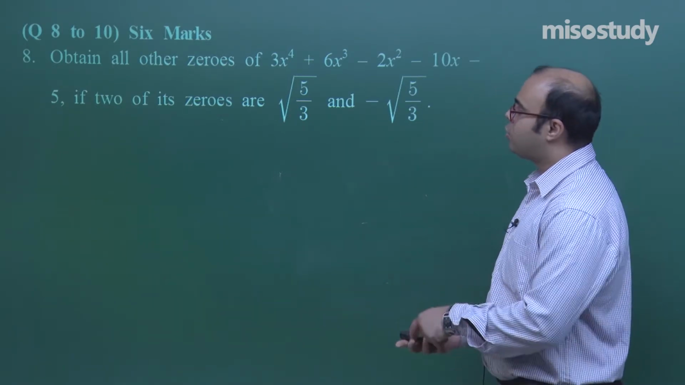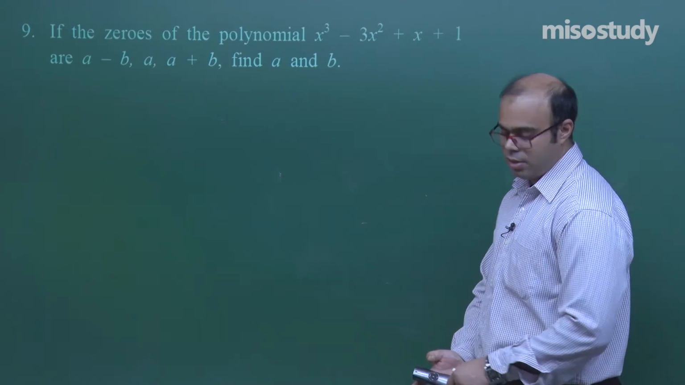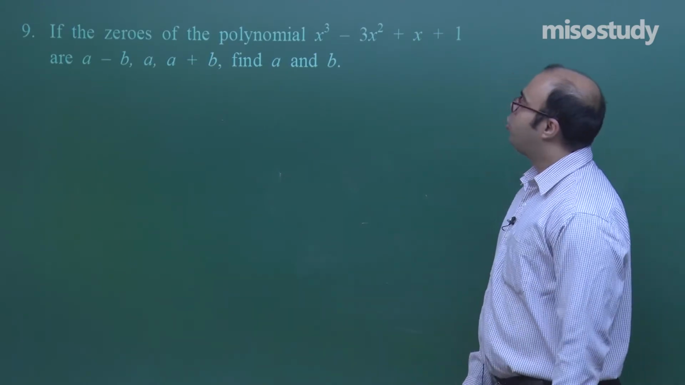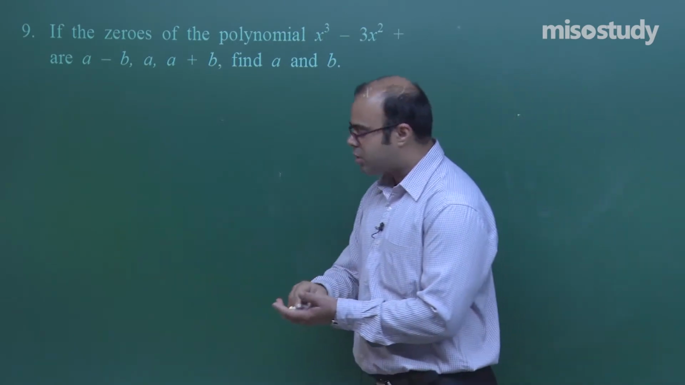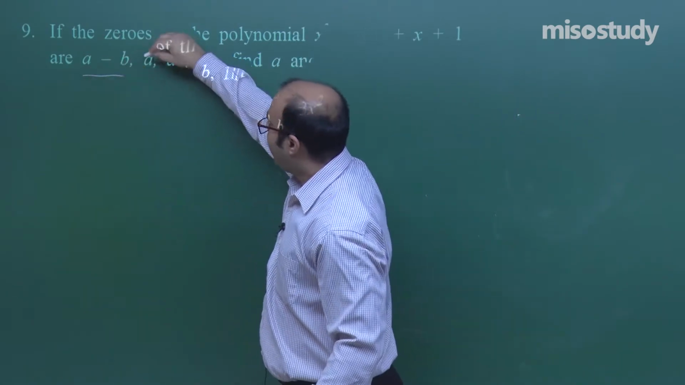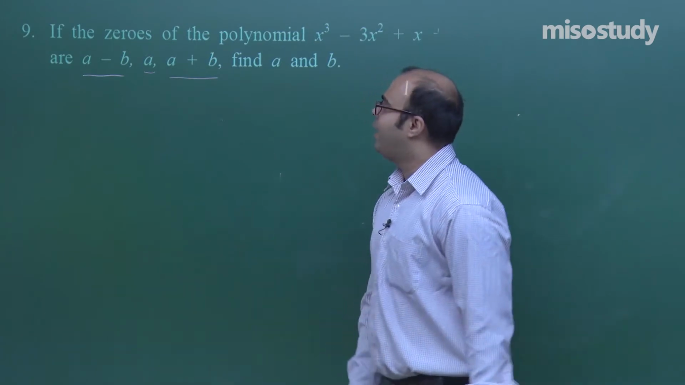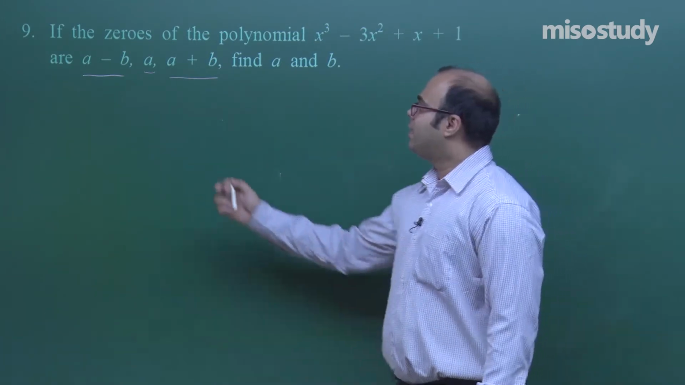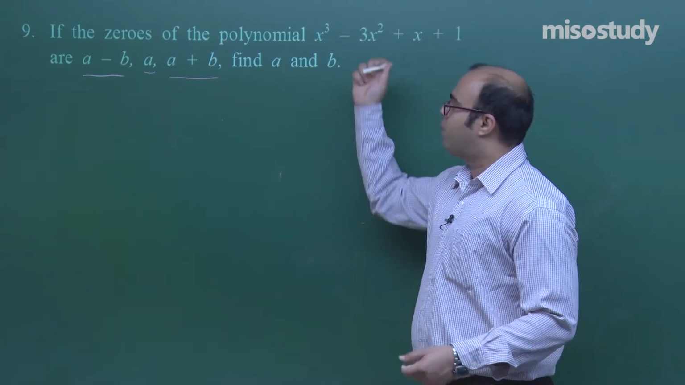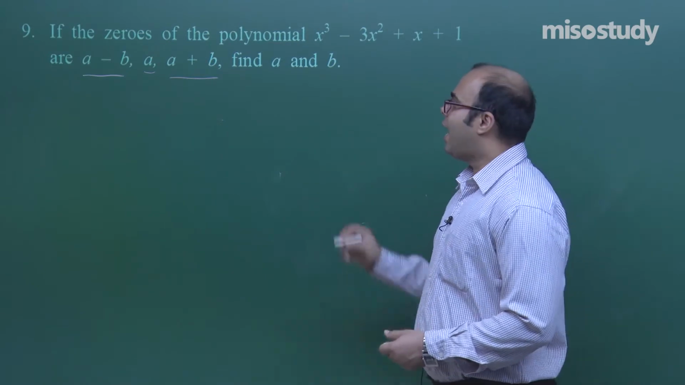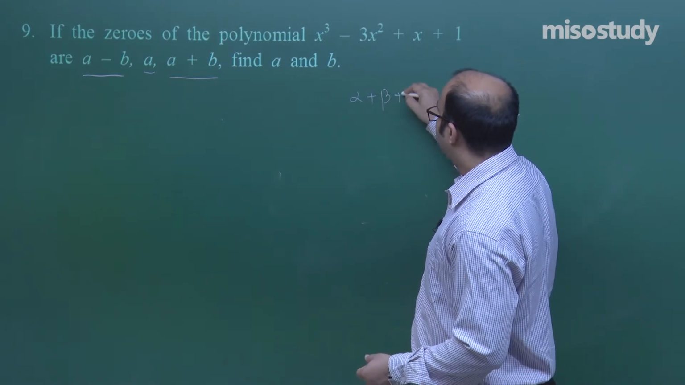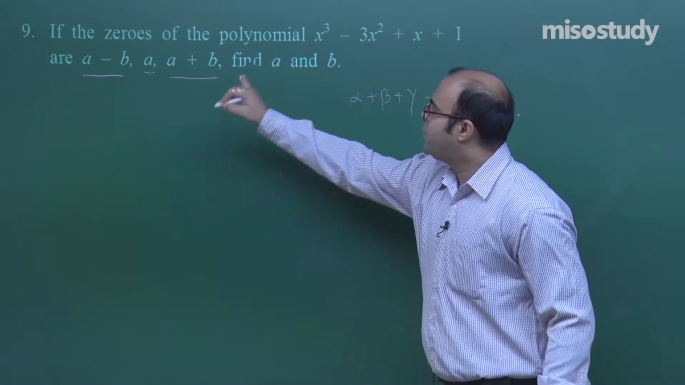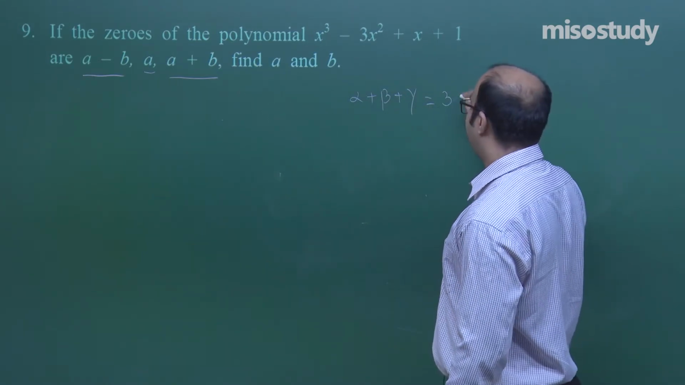Let us see the next question, 6 marks question, 9th question. If the zeros of the polynomial x cube minus 3x square plus x plus 1 are a minus b, a, a plus b, find a and b. So they are saying that these are the zeros of the cubic polynomial. So let us first add all the zeros. So when we add alpha, beta and gamma, what are we getting? B is cancelling, we are getting 3a.